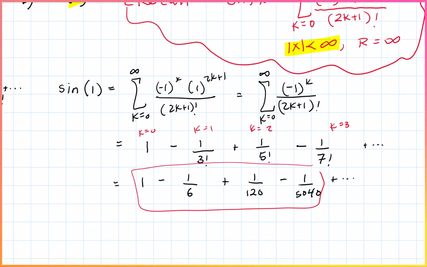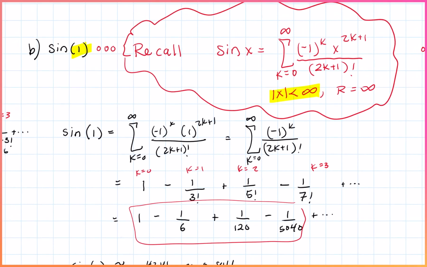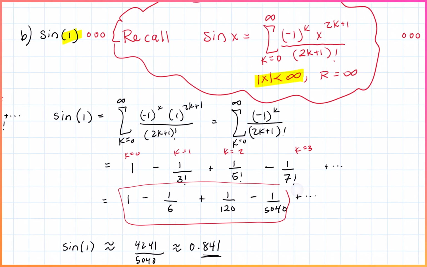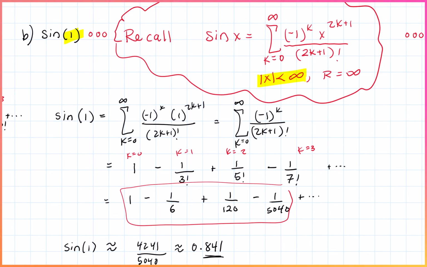And these are my first four non-zero terms. If I wanted to approximate that and actually plug those in, it turns out that sine of 1 is approximately, just by adding up those four terms, 4,241 over 5,040, which is approximately 0.841, which is sine of 1 radian within three decimal places. And again, we only had to add up the first four terms to get that approximation for the sine of 1. It just shows us that we can use power series to do lots of things.